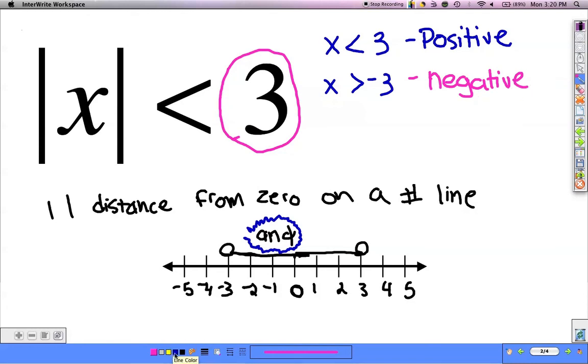And just so you know, the only way it's ever going to show up where it's an AND case is if we start off with the absolute value is less than a number. This is what tells me I'm dealing with the AND case.